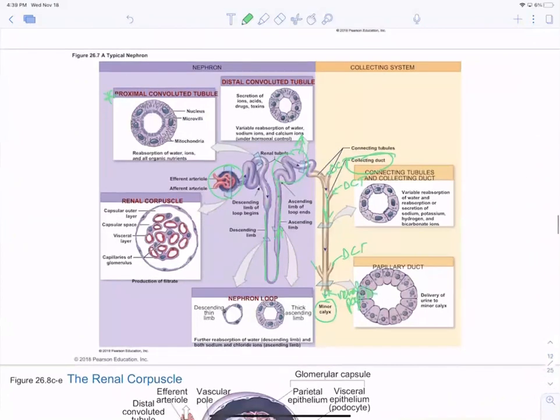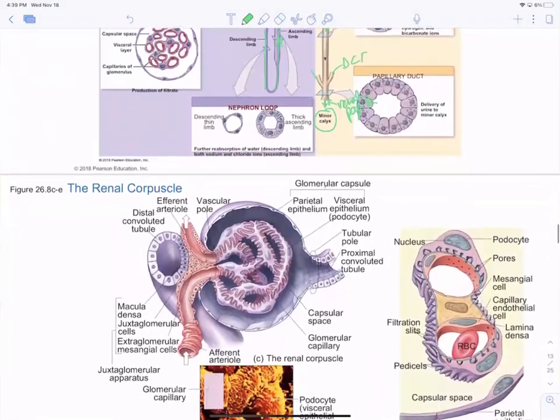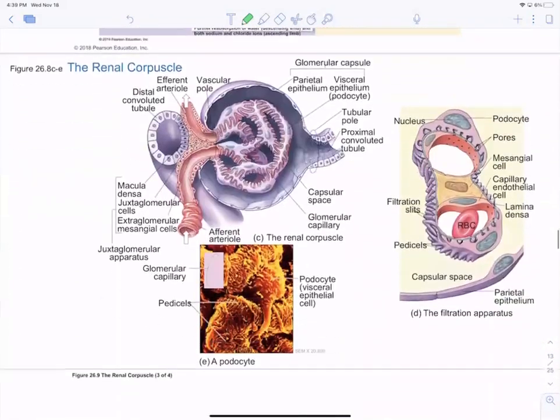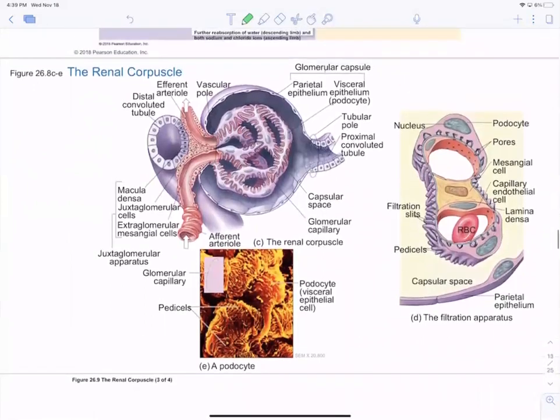And so each area of these tubules has a slightly different epithelium. You're going to see cuboidal, you're going to see some cuboidal with microvilli, and so it looks a little bit different because different things are happening in different areas of the nephron.